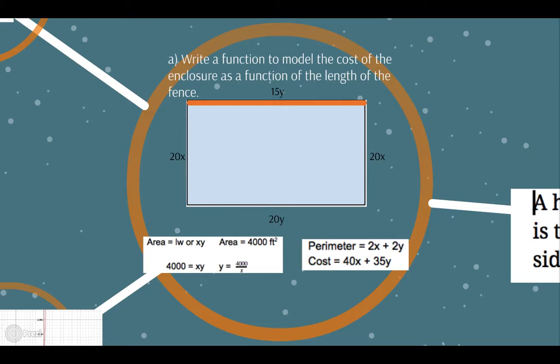And we know that the perimeter equation is 2x plus 2y, and we can use that to plug it into the cost equation, and we know that the cost of 3 of the sides is 20, and one of the sides is 15. So if you plug that in, you get cost equals 4x plus 35y.